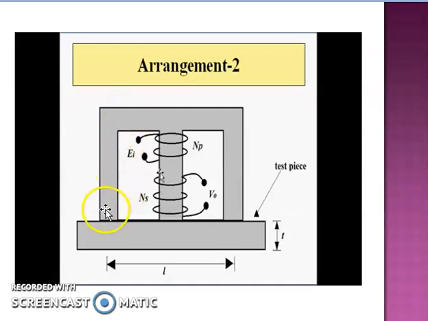And the second arrangement is similar, that is the M-shaped yoke. At the center, the primary winding and secondary winding are connected. Here we provide our excitation voltage and get the output voltage. The test material is placed like this. Whenever the test material is moved, the air gaps also change and the flux changes across it. At that time the inductance also changes and we can get an output voltage corresponding to the thickness.